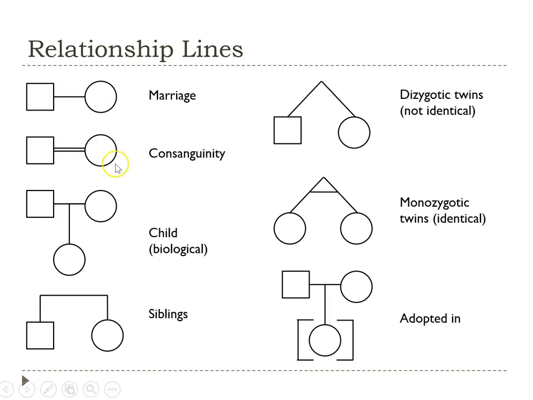So again, if a couple is married, we put a line. If they're first cousins or greater, they get a double line. This is the child of the couple. If there's 2 children, we have a line, and then it separates.